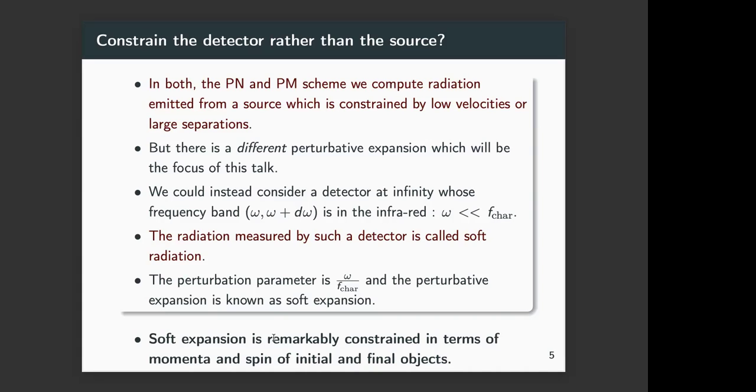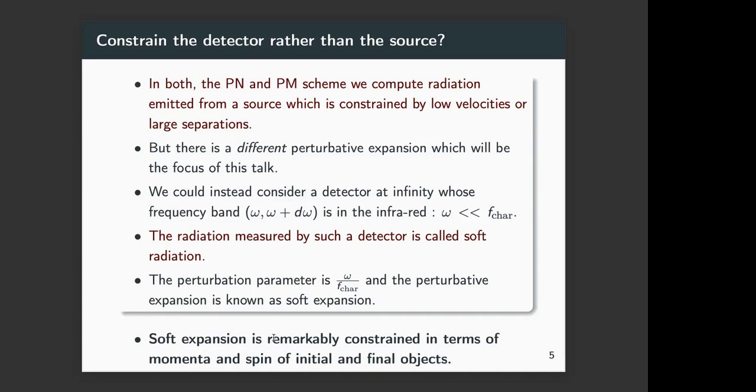But in this talk, I'm going to talk about a different perturbative expansion, which is interesting in its own right. It's an expansion not in the properties of the system, but in some sense in the properties of the detector. The idea is that you consider a detector at infinity whose frequency band is such that the resonance frequency of the detector is much less than the characteristic frequency of the system which is gravitating.